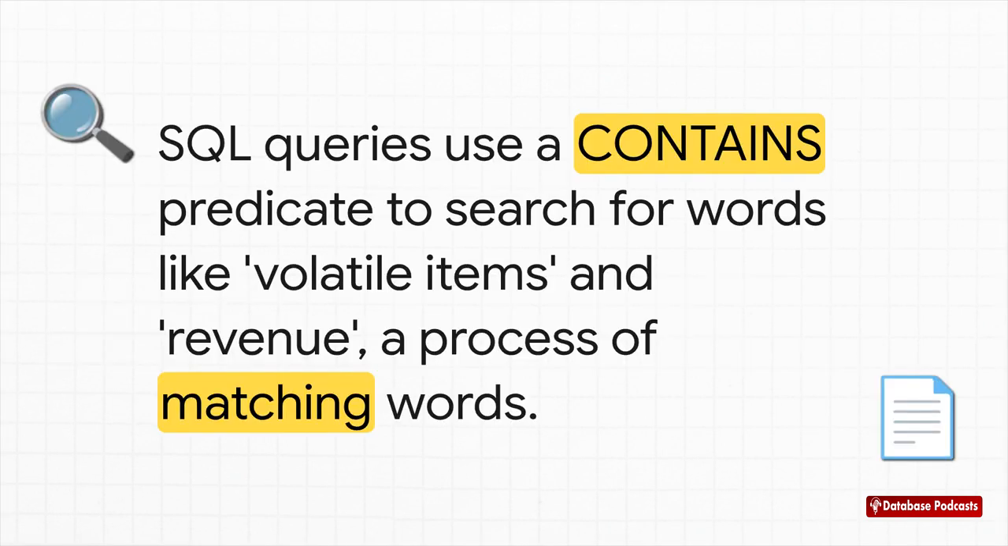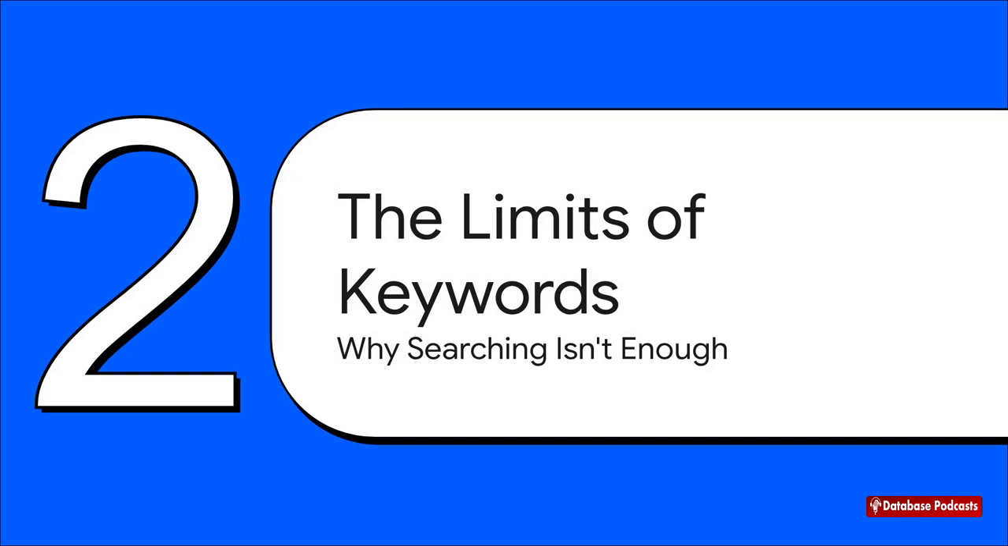So how do we actually search through all this text? We have to rely on keyword-based searches, usually with a familiar SQL predicate like contains. We can tell it, hey, go find me all the documents that mention volatile items and revenue. It's a powerful tool for sure, but at the end of the day, it's just a game of matching words. And that leads us right to our next big question. If keyword searching works, what's the big deal? What's the problem? Why do we need to move beyond just searching for terms?